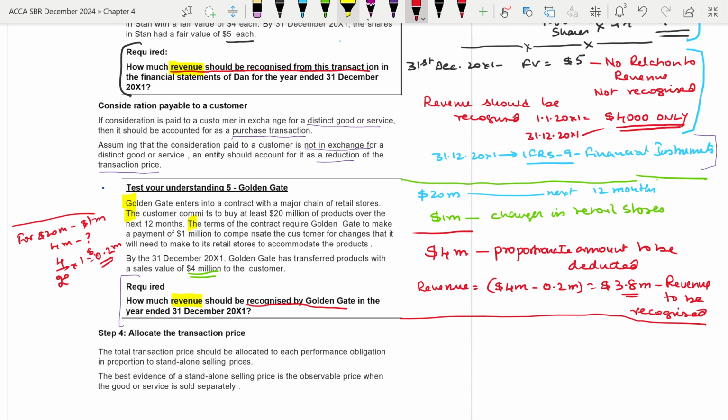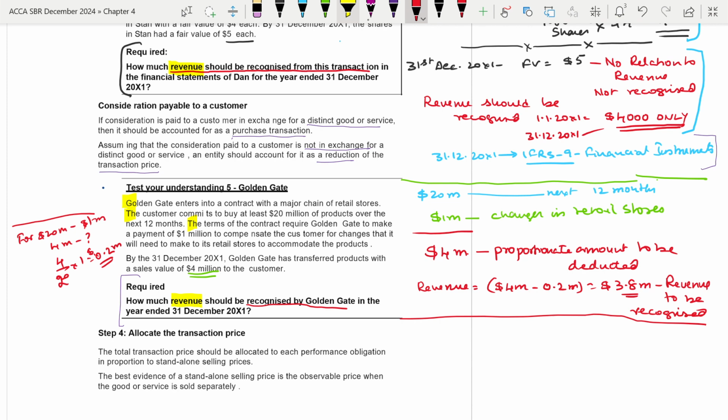Is it okay? Is it clear? Doctor, can you repeat, please? Yes, see, you are selling the product, okay? You will put one condition. If you sell 20 million worth of goods, I will give you 1 million. If they buy 20 million of products in the next 12 months, I will compensate you by 1 million.